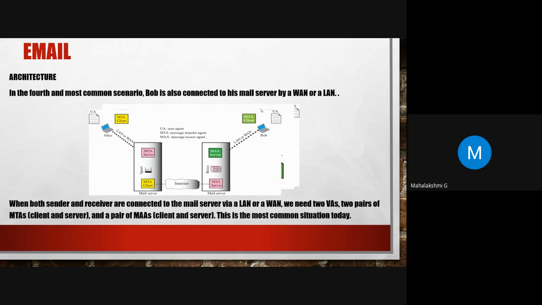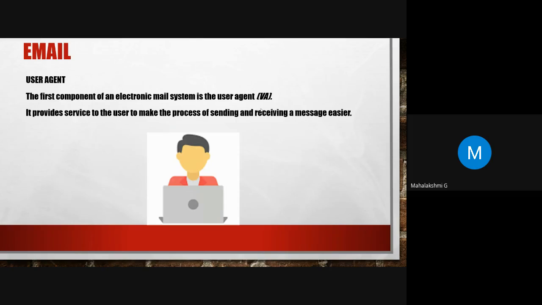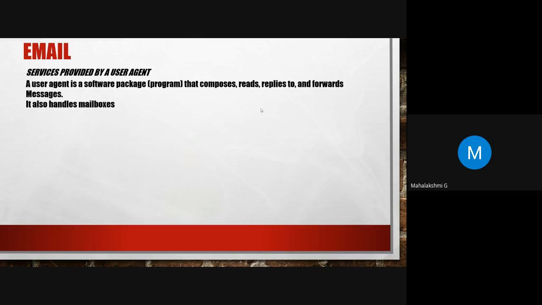The first component of an electronic mail system is the user agent. It provides services to the user to make the process of sending and receiving a message easier. A user agent is a software package that composes, reads, replies to, and forwards messages. As most of us use mail, we all know about these words. In addition to that, it also handles the mailboxes.